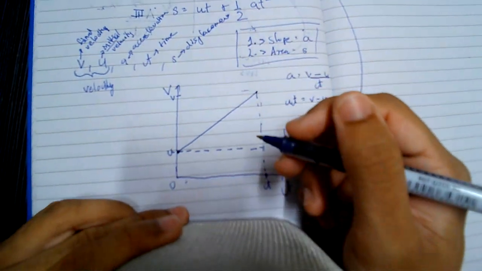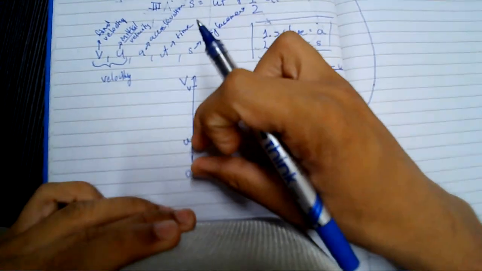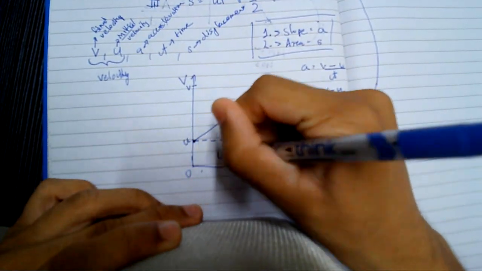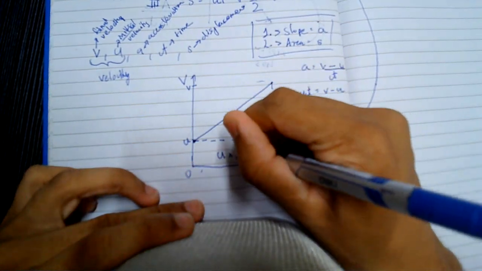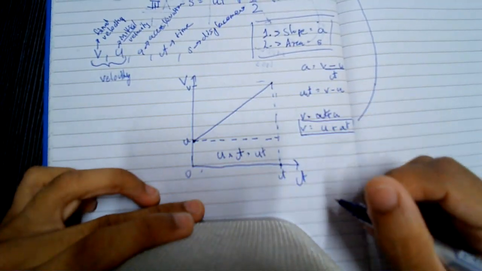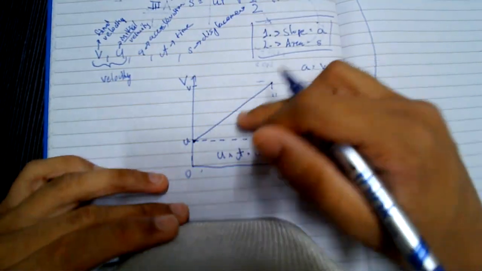So look at that. What's the area of this rectangle? Let's start with the rectangle. Rectangle is breadth into length. So the breadth is u, and the length is t over here. So this is just ut. Alright, cool. That's the area of the rectangle. Leave it there. What about the area of the triangle?